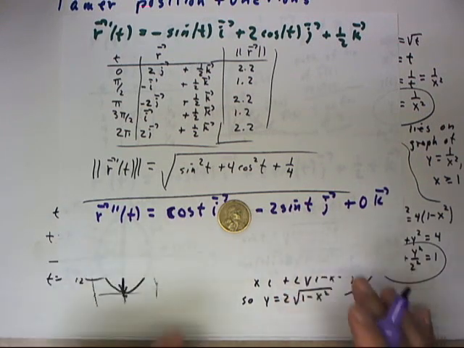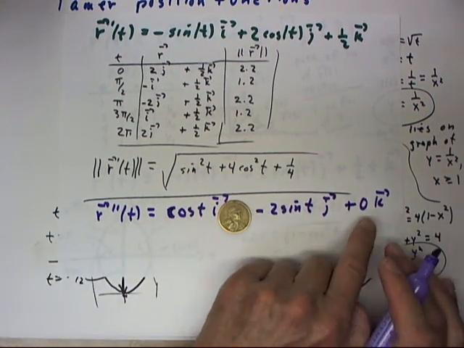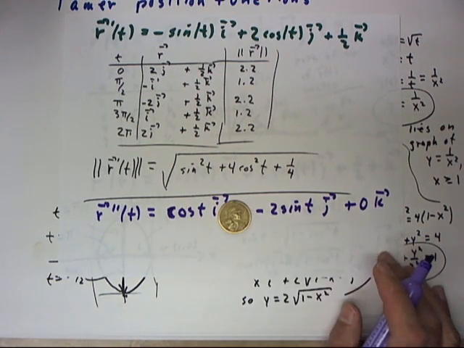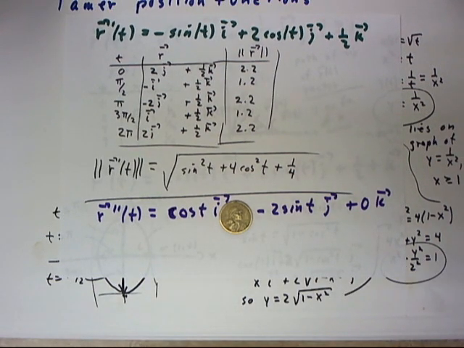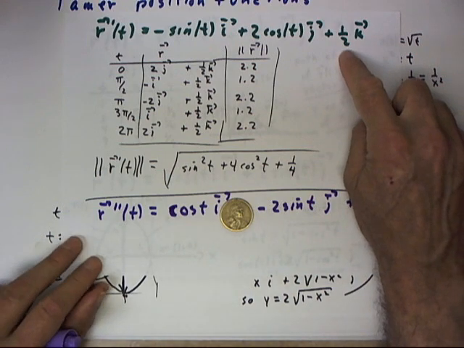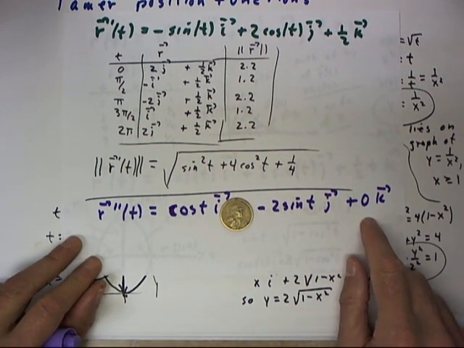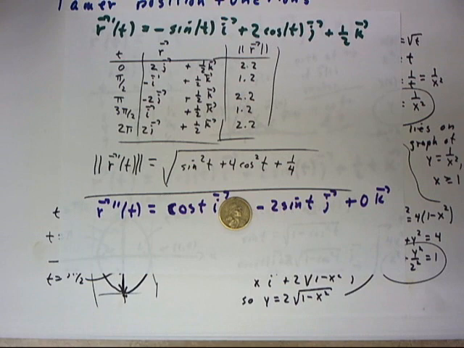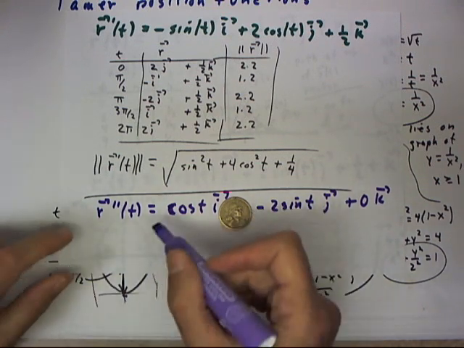There's no k component to the acceleration. The velocity in the k direction is not changing, since the velocity in the k direction is always 1/2. It's not going to change. It's not going to contribute anything to the rate of change.